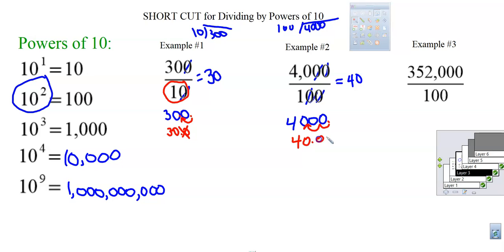40.00. Well, we know that you can cross off these numbers, these ending zeros, because they have no value to that. They add no value, whether they're in or out. You get the same answer, 40.